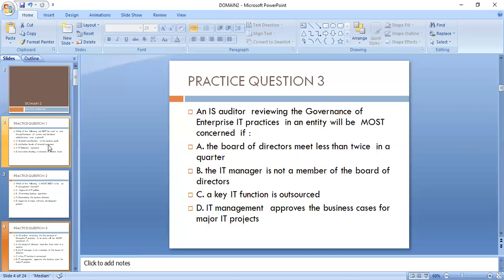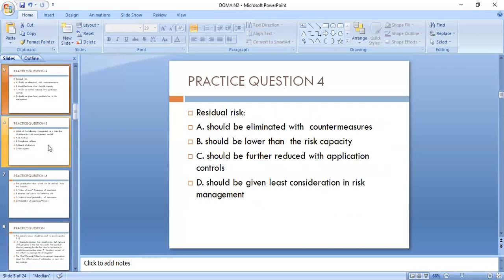So the challenge there is if IT management is approving business cases. We expect business cases to be presented to the board of directors, and the board of directors should be the one approving the business case for major IT projects. So the answer here is D.